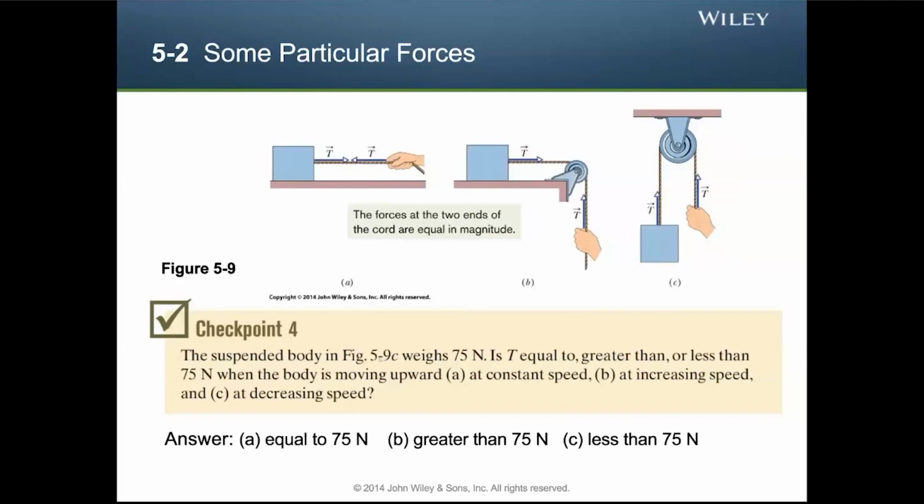So they're saying here, it's just looking at C. It's saying, okay, this thing is 75 newtons. Is it equal to, greater than, or less than 75 newtons when the body is moving upward at constant speed? So if it's moving up at constant speed, again, that means there's no acceleration, so there's no force, so it's equal to 75 newtons. Increasing speed equals acceleration, right? And then decreasing also is acceleration, it's just deceleration. So that gives you information about the force being applied, right? It's greater than, it's less than, it's equal to.